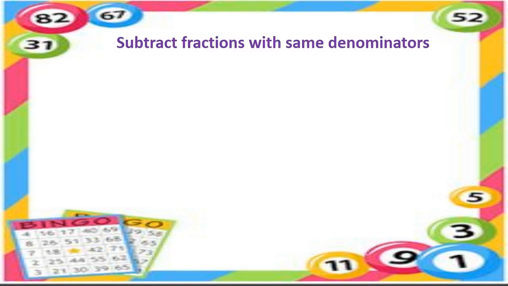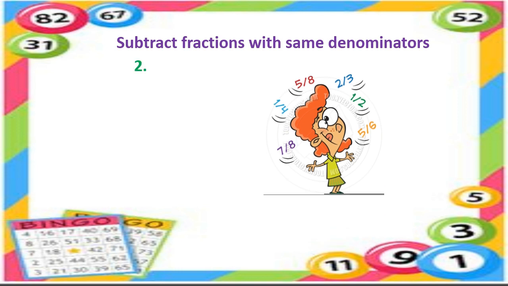Now let's start the second question. So in second question we have to subtract 8 upon 9 and 3 upon 9. So what is the same denominator here? Yes, very good. 9. We'll start our solution. We'll copy both the fractions as it is. 8 upon 9 minus 3 upon 9. Now what is the next step?